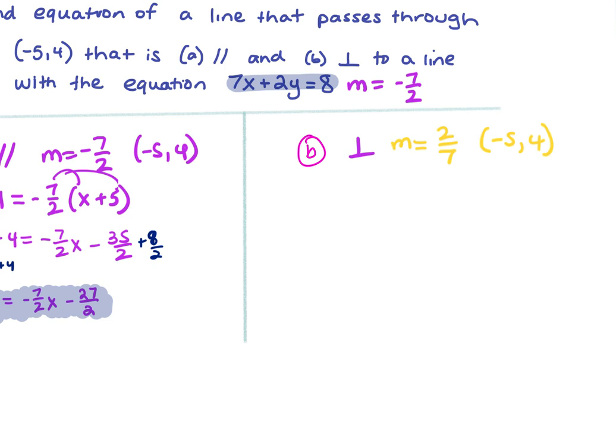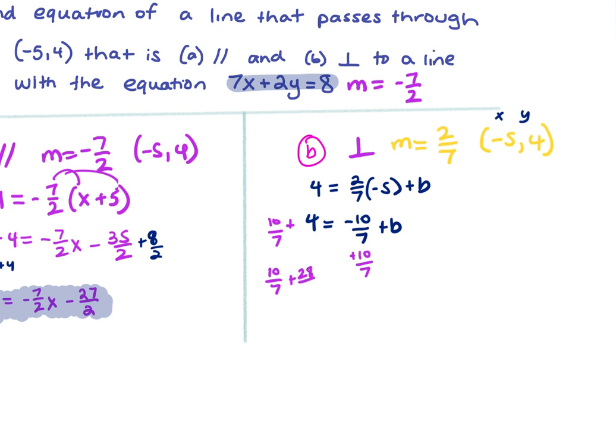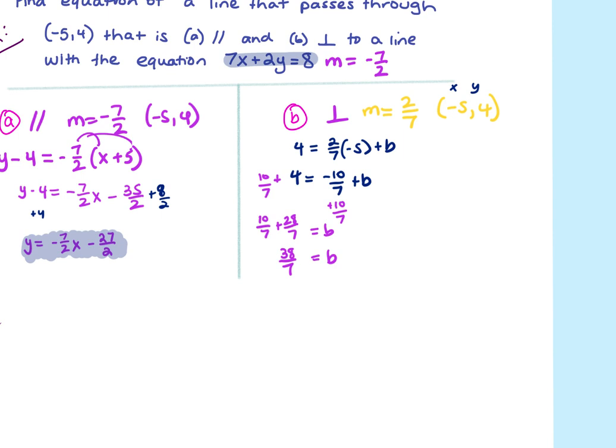Now I'll do slope-intercept so you could see the difference. Now this is my x, this is my y, so it'd be 4 = 2/7 times x + b. 4 would equal -10/7 + b, and then I add the 10/7. 4 over 1 becomes 28 over 7, and b is 38 over 7. Then I plug back in the m and the b.